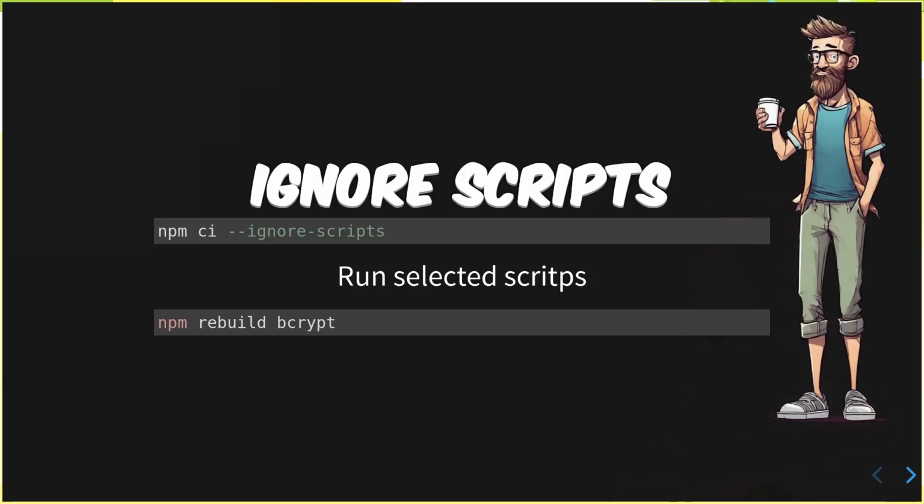Well, Dave decides to ignore scripts. And this is a good idea. It's better to not run any of those scripts if they can be dangerous. The problem is they are there for a reason. So some of the packages now are not working. Dave decides to run npm rebuild bcrypt because the bcrypt package requires compilation.